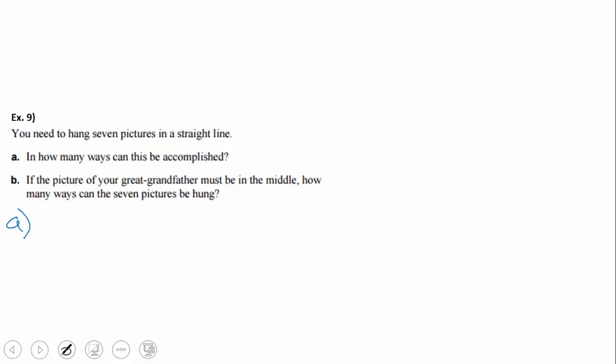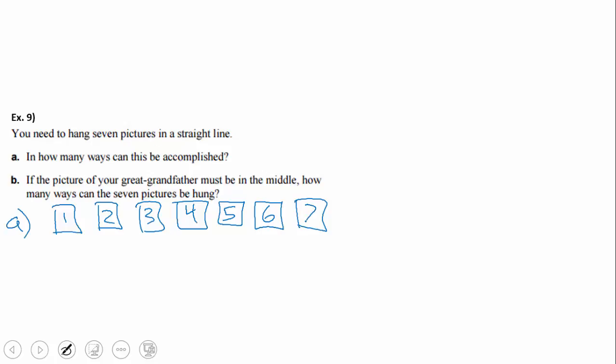I have 7 pictures. Picture number 1, picture number 2, and 3, and 4, and 5, and 6, and 7. So I want to hang these on the wall, and I want to know how many different ways I can hang them. So we got to think for a second. I have 7 pictures. How many outcomes, how many possible ways could I hang the first picture? That's right, there's 7. Because there's 7 pictures. I could put any one of the 7 pictures up first.